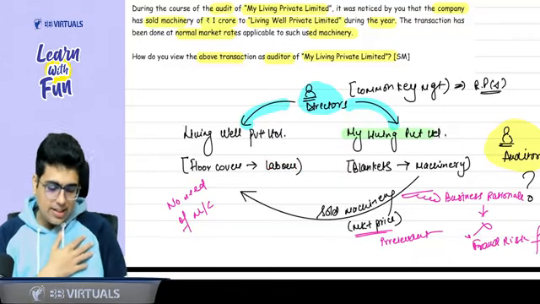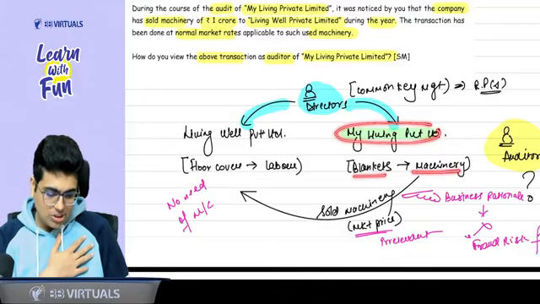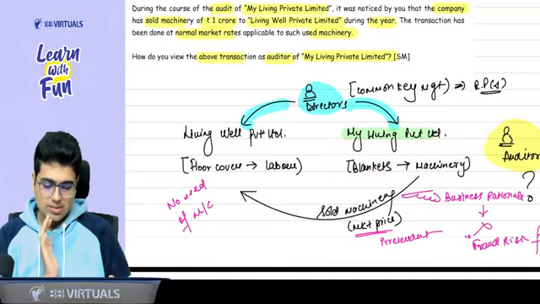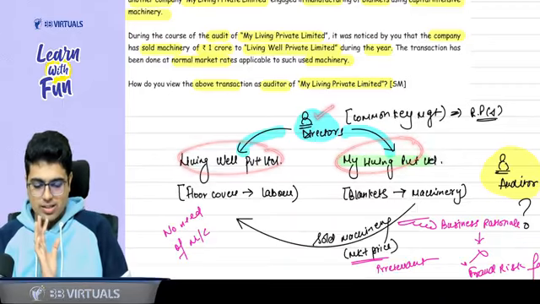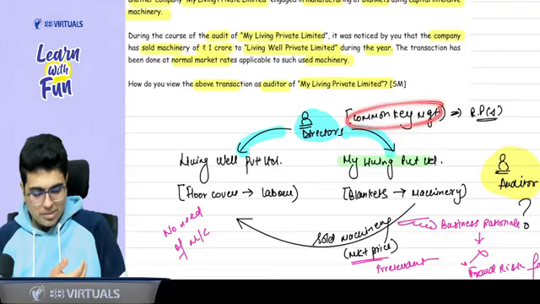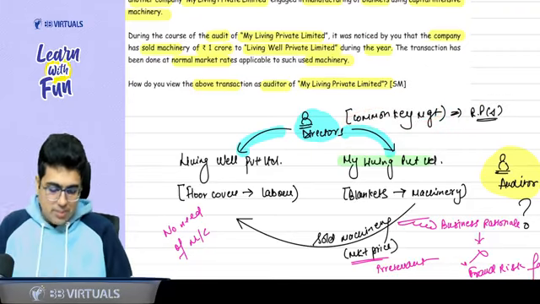There is another entity called My Living Private Limited. They manufacture blankets using machinery. It is a machinery intensive business. Now, sir, both of these entities have a common director. So can I say there is a common key management? Can I say they are related parties? Yes, sir. Now what is happening?